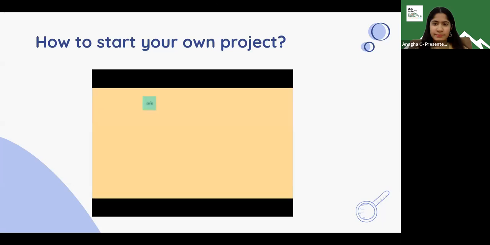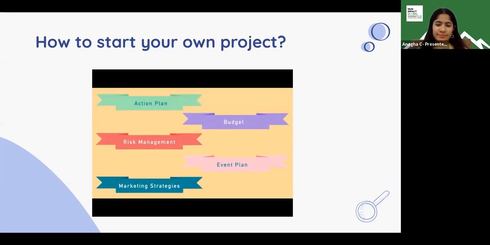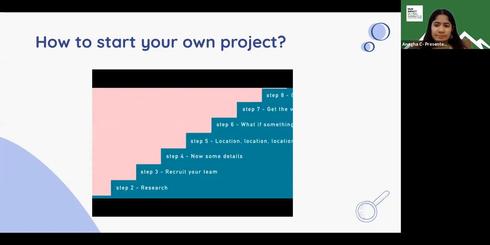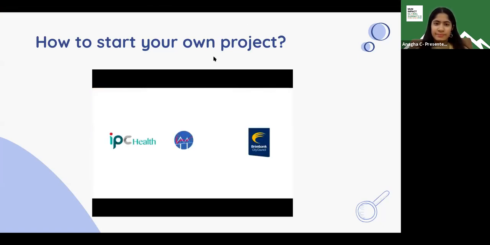Step 10. More information. Links to help you are below. Many of these resources and templates can be found free online. Don't forget, there is always someone you can talk to at your local council, neighbourhood house, or relevant club for help. Good luck! Now, it's your turn. Start at step one. What's your idea to improve your local community?